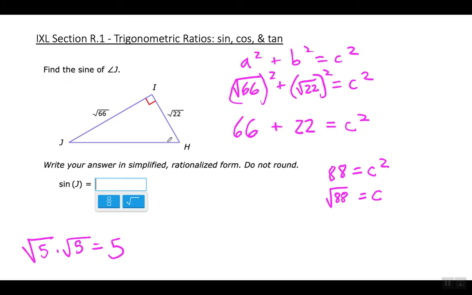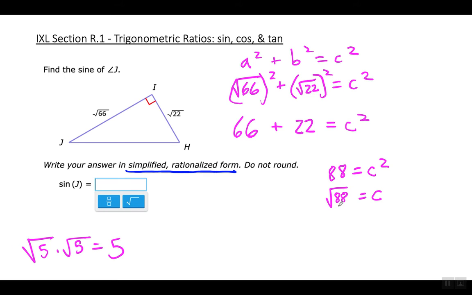So basically, look, I've got to break 88 up. But before I do that, let me just tell you something. They want you to write your answer in simplified, rationalized form. In other words, they don't want you to put this in the calculator and write a decimal. They want you to put your final answer either as a whole number, if it's possible to get a whole number, which it probably isn't, or with a radical sign, but simplified.